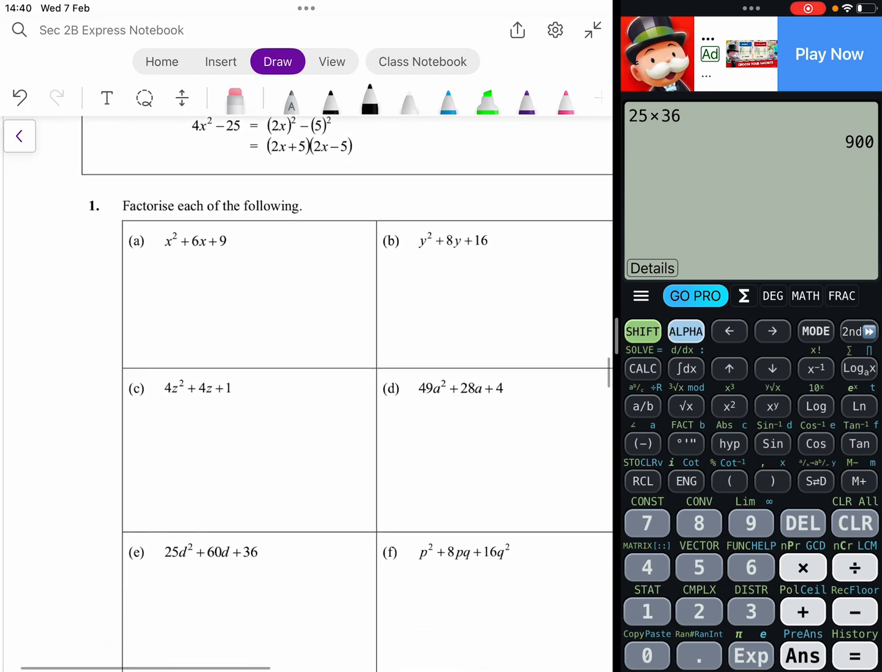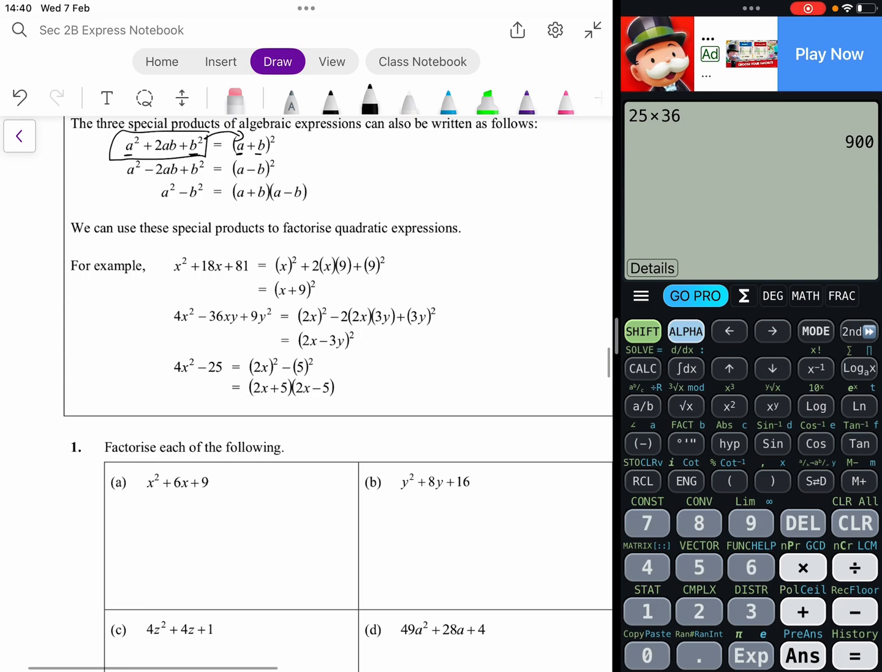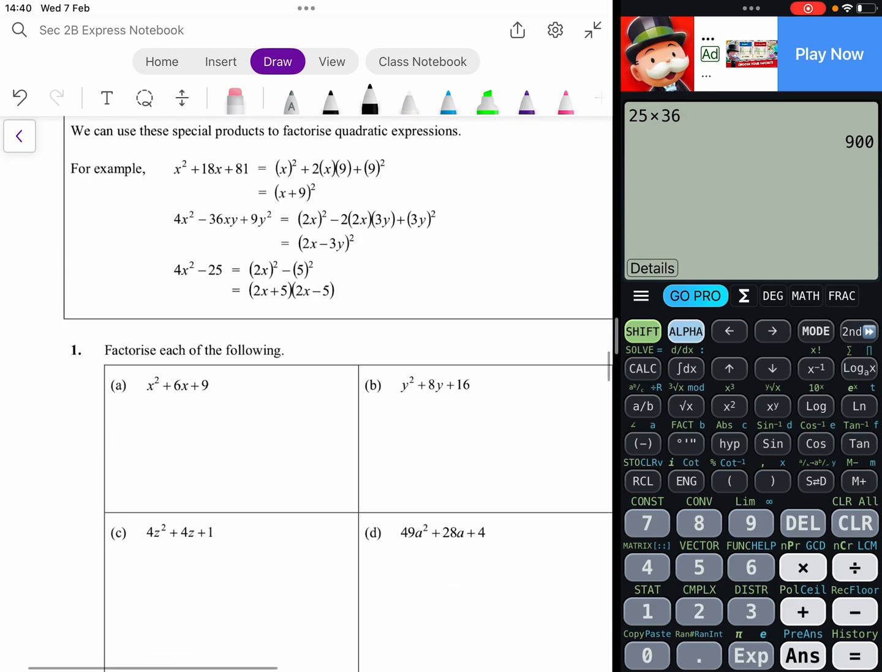From here we only need to look at the two terms at the end, a squared and b squared. So here x squared and 9, they are perfect squares, right? So x squared is x times x. 9 will be 3 times 3. So how do we know whether it's (x plus 3) squared or (x minus 3) squared? Look at the two signs here.